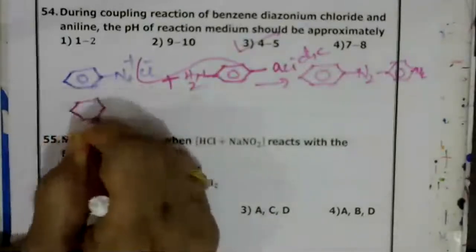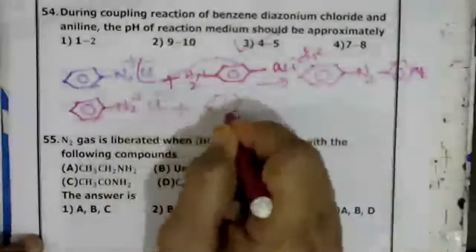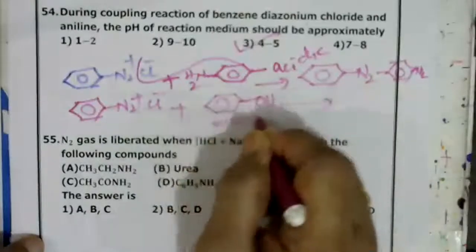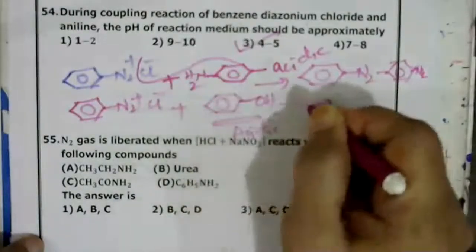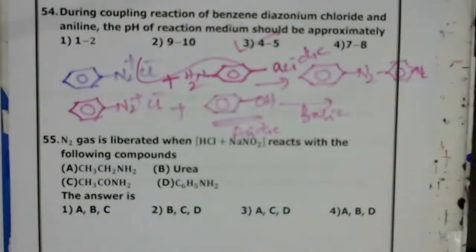Have you remembered one more reaction I'll give you over here. When benzene diazonium chloride is coupled with phenol, phenol is acidic in nature. Medium should be basic. That you need to remember, both of them. Okay. So here, with respect to this one, during coupling reaction of benzene diazonium chloride with aniline.